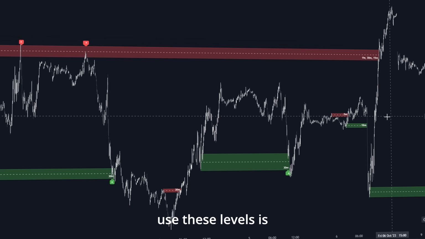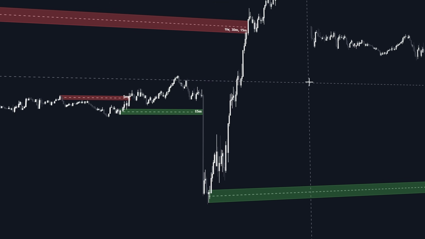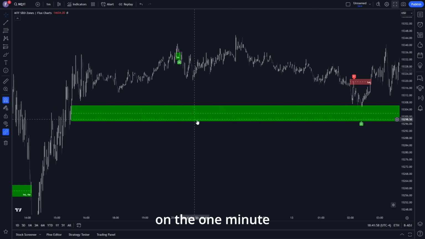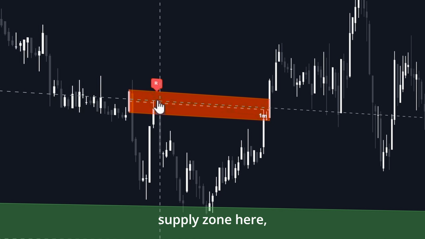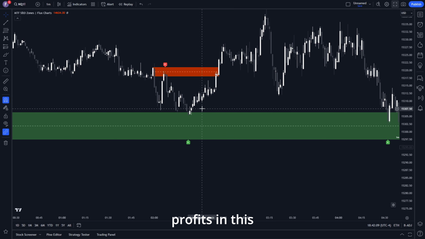Another good way to use these levels is you can find potential areas to take profit in your trades. So here's an example. We had a huge demand zone formed on the 1-minute chart, and then we entered it and we got a retest label, and there was a supply zone here which was pretty small. We could have used this supply zone to trim some of our profits in this long position.